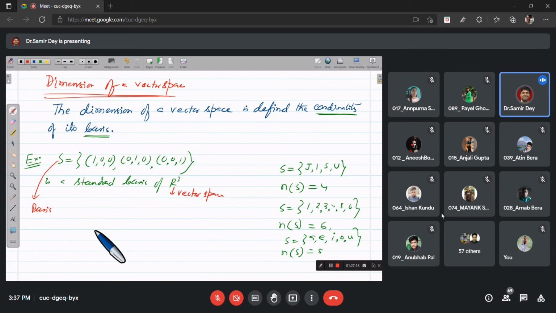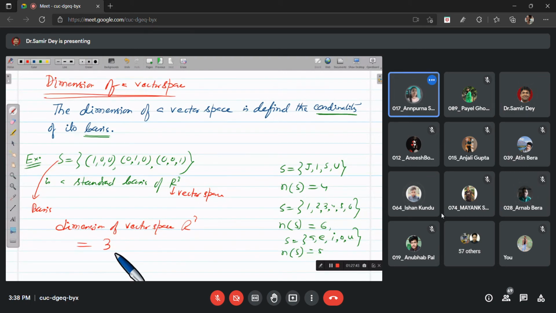Now we want to know the dimension of the vector space R cube. Anyone can tell me what will be the result? Sir, 3. Yes, why is it 3? Because in the basis, there are 3 vectors you have. That's why the dimension of the vector space is 3. Is it clear or not? Yes, sir.